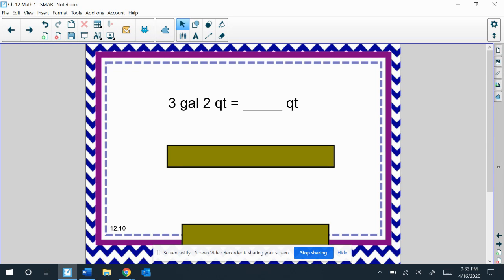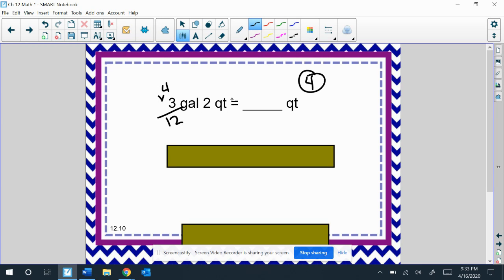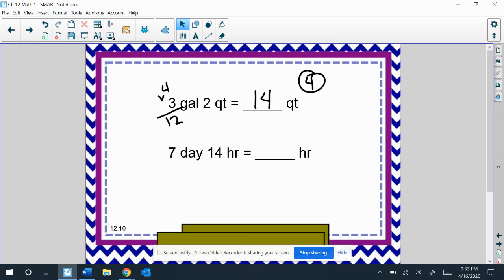Well, I know that in each gallon, my gallon kingdom, there were 4 quarts. So I'm going to put the number 4 in the corner. 3 times 4, because that's a gallon, not a quart yet, is 12. This is a quart, so I do not need to multiply it. 12 plus 2 is 14. My answer is 14 quarts. Give this one a try.